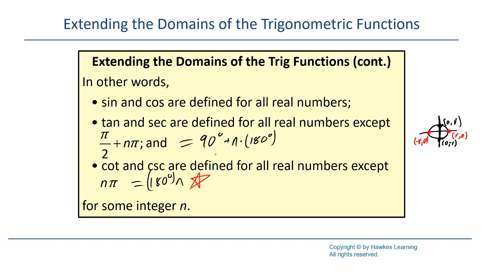Anytime the x value is 0, that's these, then tangent and secant are undefined. And then n just means it's going to be a whole number multiple. So you don't plug in a half, you plug in like 1 or 2 or negative 1 or negative 2, and so on.